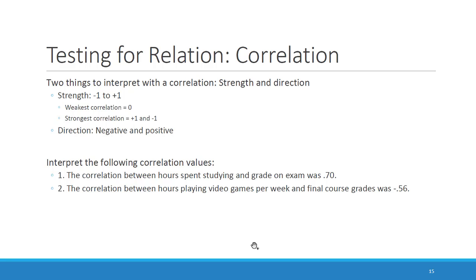Let's get some practice interpreting the following correlation values. So number 1, the correlation between hours spent studying and grade on exam was 0.7. Is that a positive or a negative correlation? It's positive, right? So what does that mean? That means that as hours spent studying goes up, grade on exam goes up. That makes sense, right? Now let's look at the number, 0.7, the magnitude.